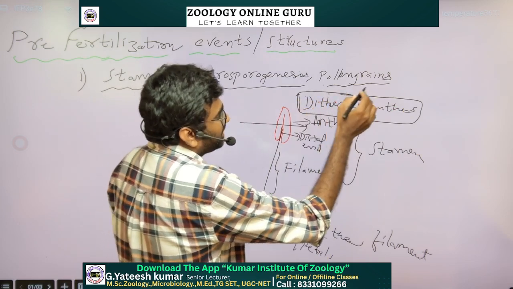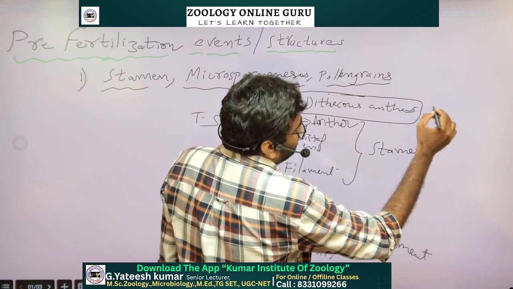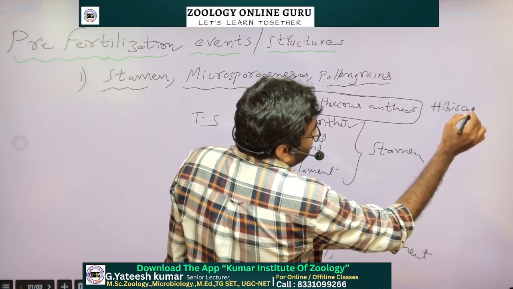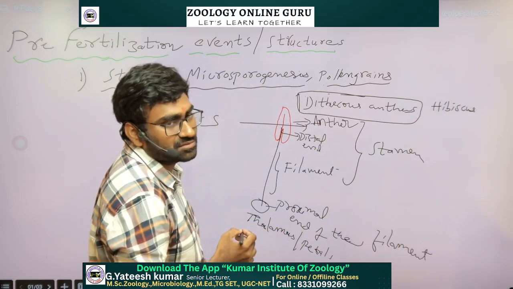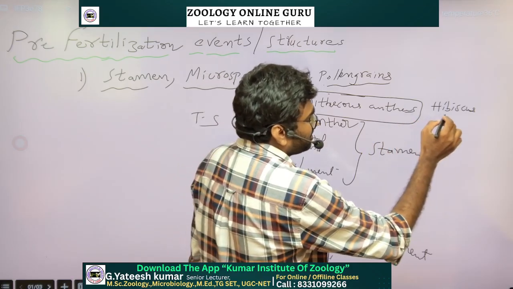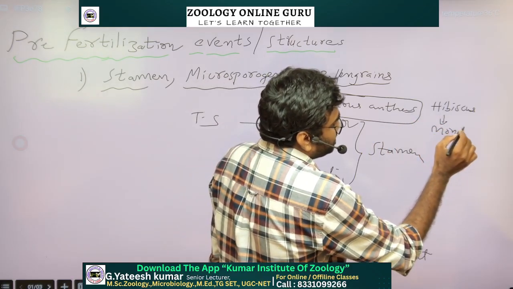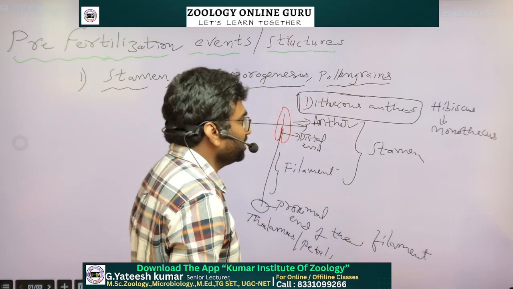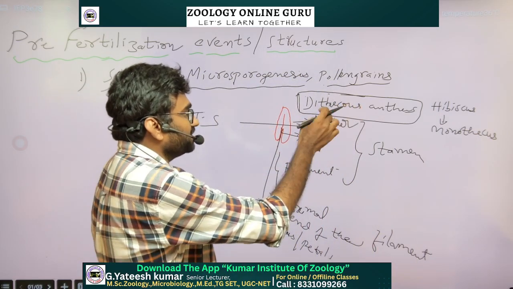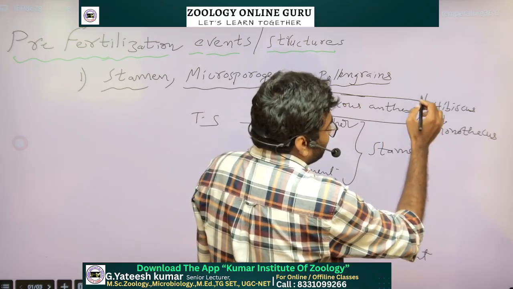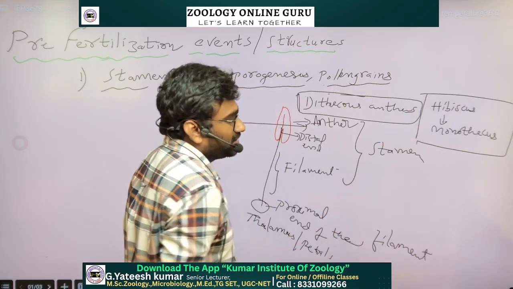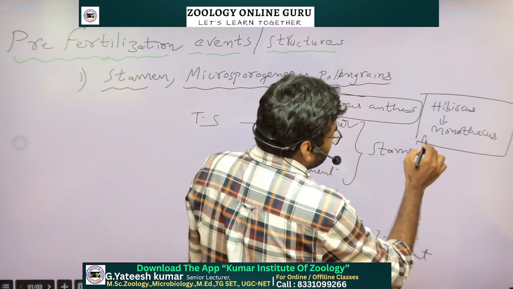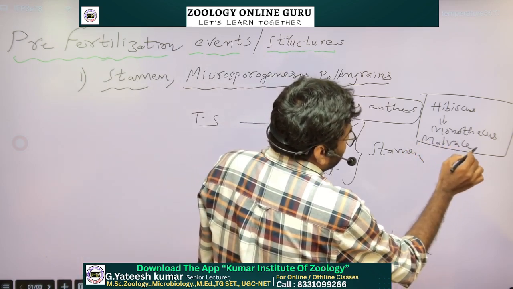Some exceptions are there. The exception is the hibiscus. This hibiscus is also called the China rose. In the hibiscus, we will find monothecous anthers, and this hibiscus belongs to the Malvaceae family. In most of the flowering plants, anthers are dithecous, but the exception is Hibiscus rosa-sinensis, usually called the China rose, and the anthers are monothecous, and it belongs to Malvaceae.